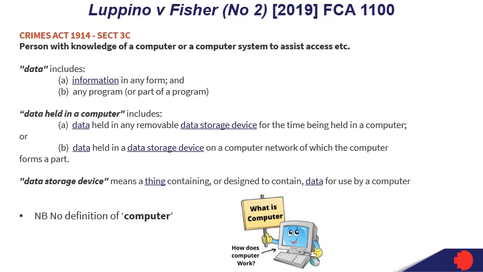So that's fairly straightforward. Data held in a computer includes data held in any removable data storage device for the time being held in a computer, or data held in a data storage device on a computer network of which the computer forms a part. So that's pretty straightforward. These definitions, we'll see later, were expanded. So the original Cybercrime Act, which inserted these provisions into the Crimes Act, came in 2001.